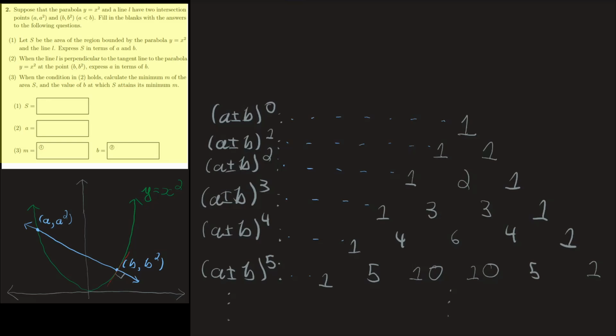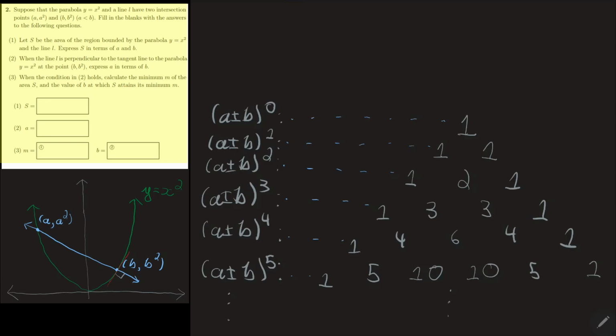So a plus minus b to the 0 has a single term with a coefficient of 1, since of course anything to the power 0 is just 1. A plus minus b to the first power is just 1 and 1, since the first power doesn't do anything, it's just a plus minus b. A plus minus b squared gets you the coefficients 1, 2, 1. This is probably the one you're most familiar with, right? Since a plus b squared is equal to a squared plus 2ab plus b squared. So the coefficients are 1, 2, 1, just like this pyramid, and so on.